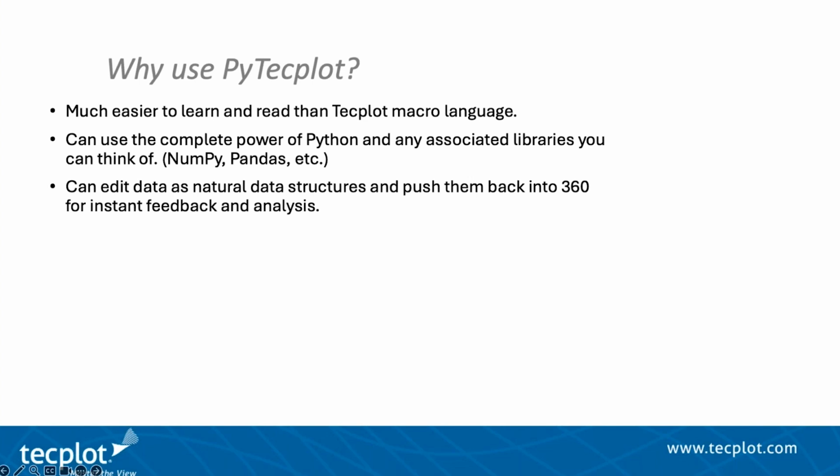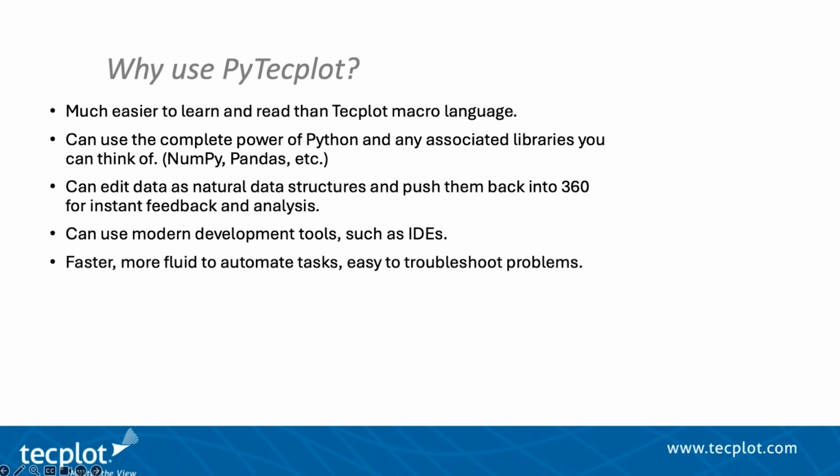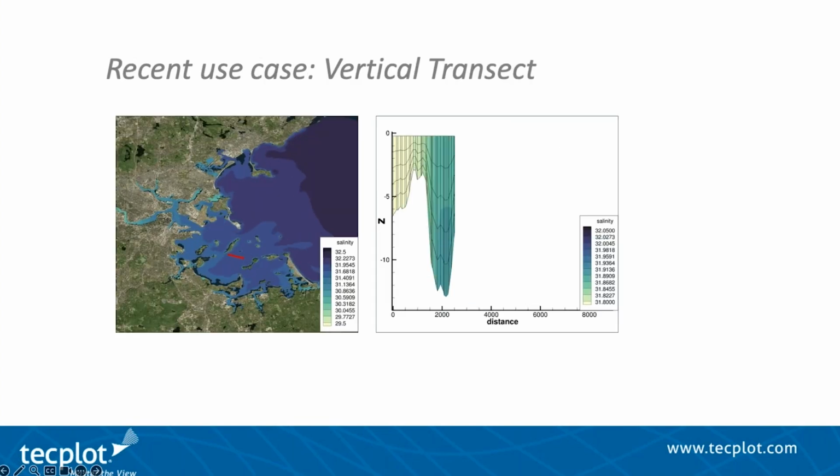You could edit data as more natural data structures. So, variables as arrays, you can think of these as more natural data structures, and then you can edit them, push them back to 360 for more instant feedback and analysis. You can also use more modern development tools like IDEs, which we'll be looking at today. Overall, this is what we find in support. It's just a faster and more fluid way to automate tasks. It's also easier to troubleshoot problems because of the size of the Python user base.